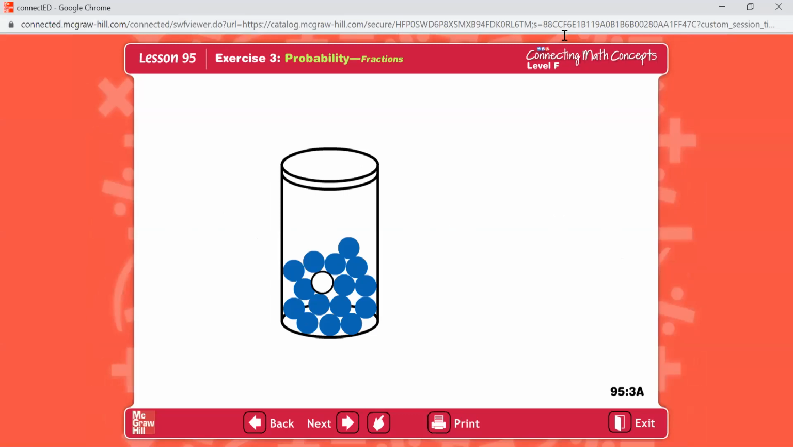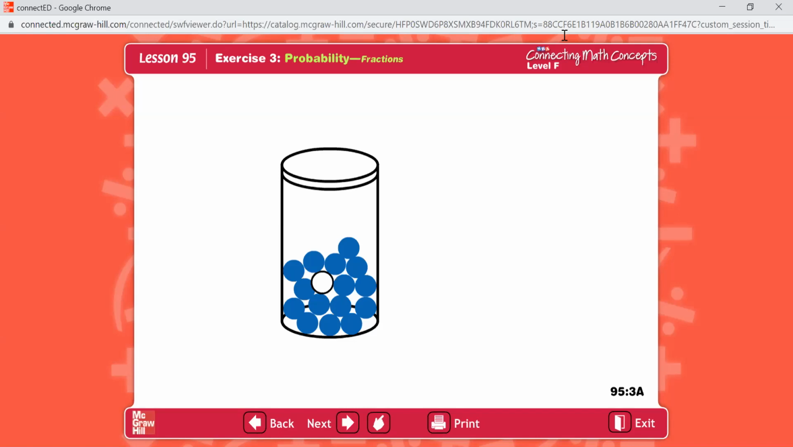Here is a jar with blue marbles and one white marble. If you reach in the jar without looking at the marbles and pulled out one marble, would it probably be a blue marble or a white marble? It would probably be a blue marble. Why? Because there's more.